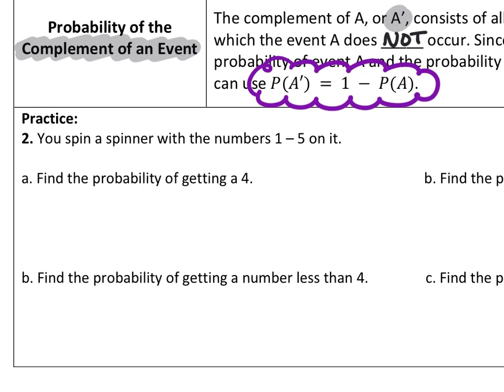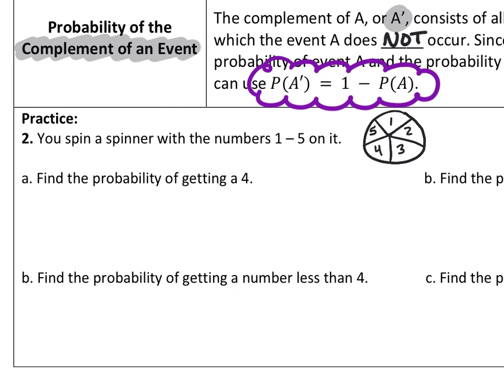Practice number 2 says you spin a spinner with the numbers 1 through 5 on it. I'm a visual learner, so let me draw myself a picture. Here's my spinner. I'm going to have 1, 2, 3, 4, 5 slices. I'll number them 1, 2, 3, 4, 5. There's my spinner. That way I can visualize what's happening. It's a pizza cut into 5 equal slices, a pie, whatever food item you want to cut into 5 equal pieces. They don't have to be perfectly drawn, so if you accidentally end up with 6, just erase one of the lines and make it a really wide one. It's fine. We're using our best drawing habits here.